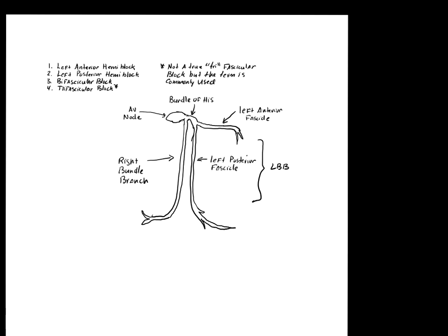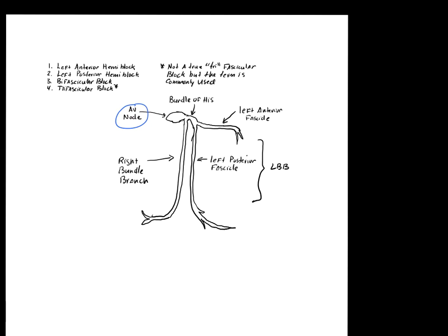So let's talk a little bit about how the bundle branches are configured. So I have a little drawing here. Let me put this up on the screen for you guys. You see that? Perfect. So I have a little drawing here of the conductive pathways to the lower part of the heart. So right up here is the AV node. You guys good with that?